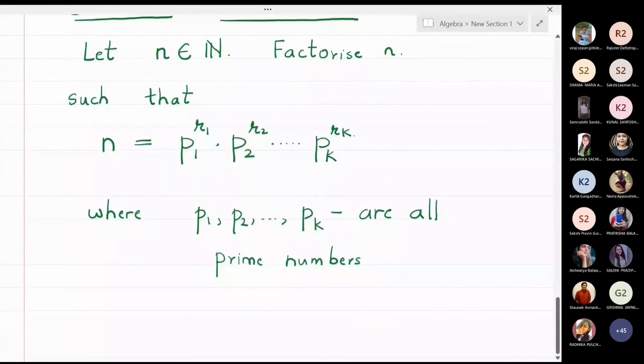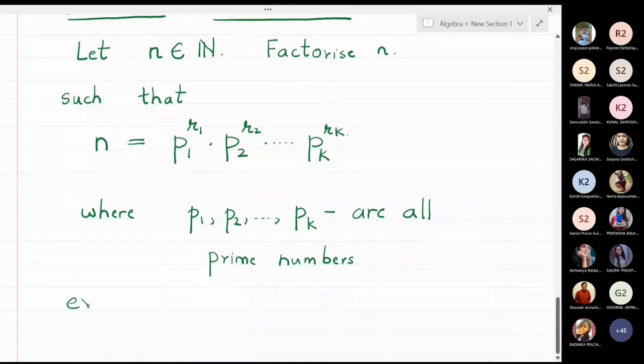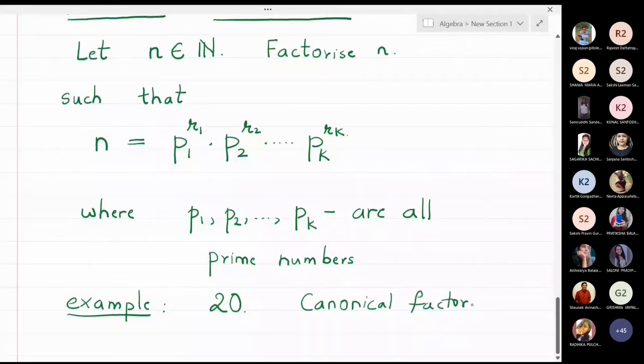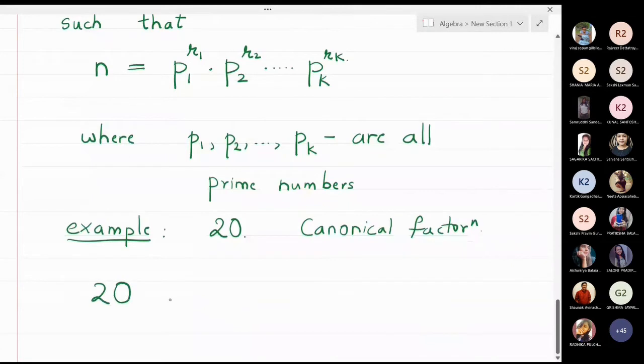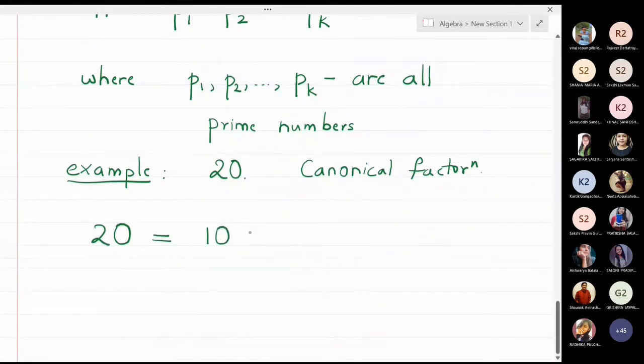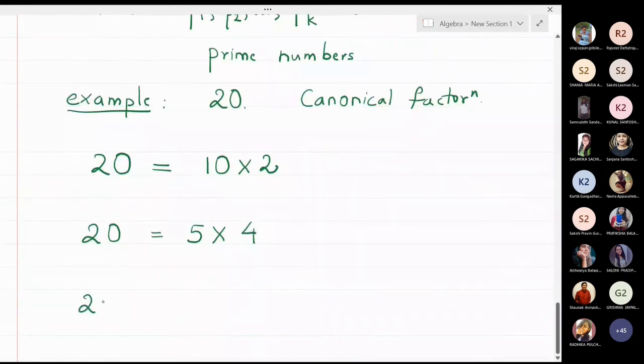Let me take one simple example and tell you what the canonical factorization is. Let me take the number 20, for example, and I will write the canonical factorization of 20. Now all of us know that 20 can be written in different ways. You can factorize 20 in many different ways, right? For example, 20 can be written as 10 into 2, 20 can be written as 5 into 4 also. 20 can be written as 5 into 2 into 2, which is nothing but 5 into 2 square, because I have 2 two times.